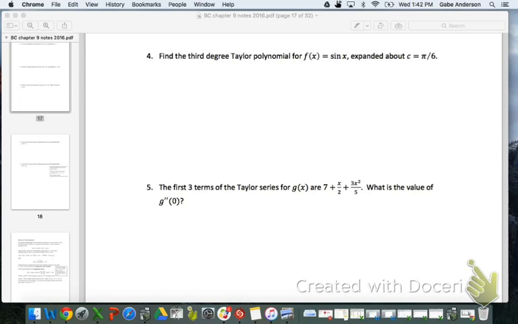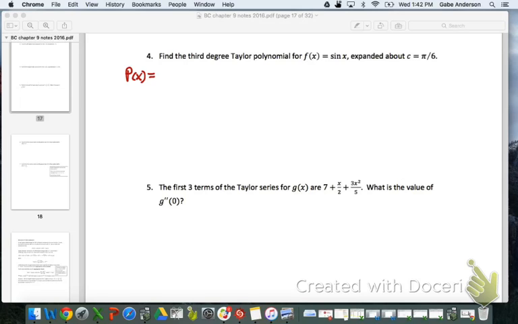Number 4 says find the third degree Taylor polynomial for f of x equals sine x expanded about c equals pi over 6. So if you remember that basic Taylor polynomial construction, we're going to start off by writing p of x. P stands for polynomial. You could write t of x if you wanted to for Taylor.